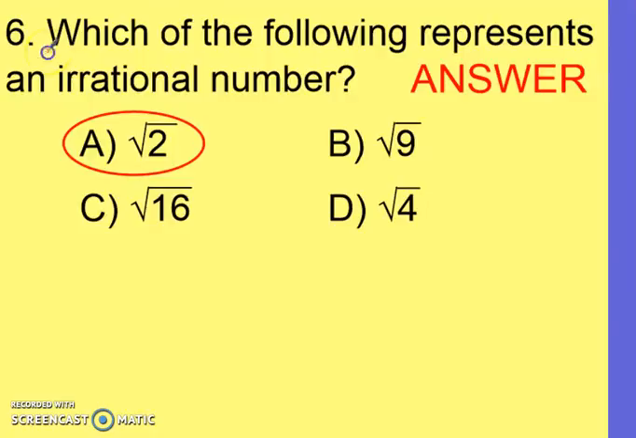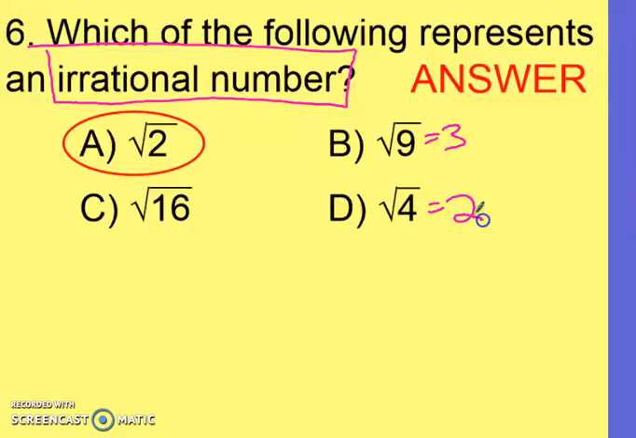Essentially, any non-perfect square is irrational. So the only non-perfect square is 2, because the square root of 9 is 3, the square root of 4 is 2, and the square root of 16 is 4. So this is the only one.